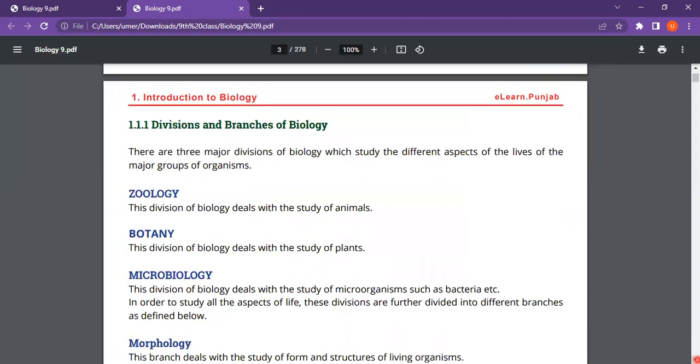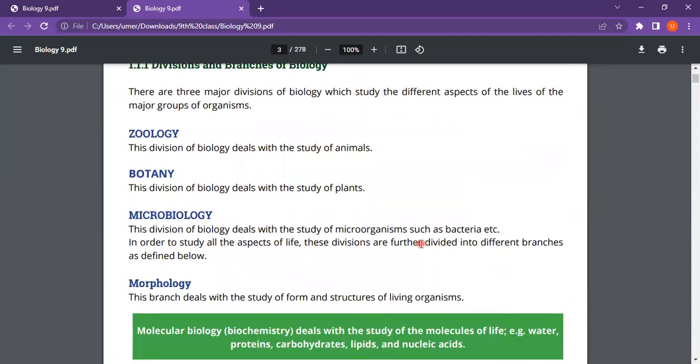Divisions and branches of biology. There are three major divisions of biology which study the different aspects of the lives of the major groups of organisms. Zoology. This division of biology deals with the study of animals. Botany. This division deals with the study of plants. Microbiology. This division deals with the study of microorganisms such as bacteria, etc.